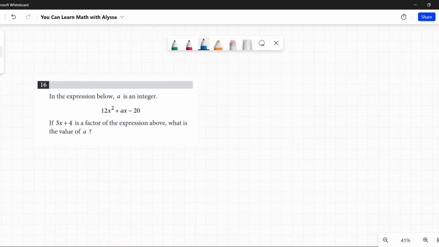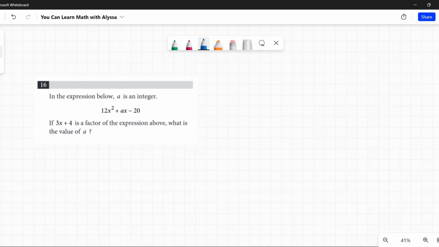Number 16. In the expression below, a is an integer. So we would think of a whole number or a negative number, but always no fractions. It's going to be like -5, -3, 7, 1, 25 million. These are all integers. 12x squared plus ax minus 20. If 3x plus 4 is a factor of the expression above, what is the value of a?